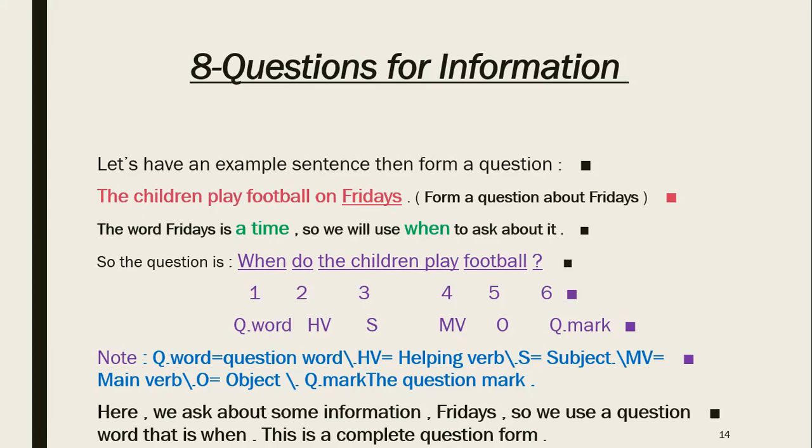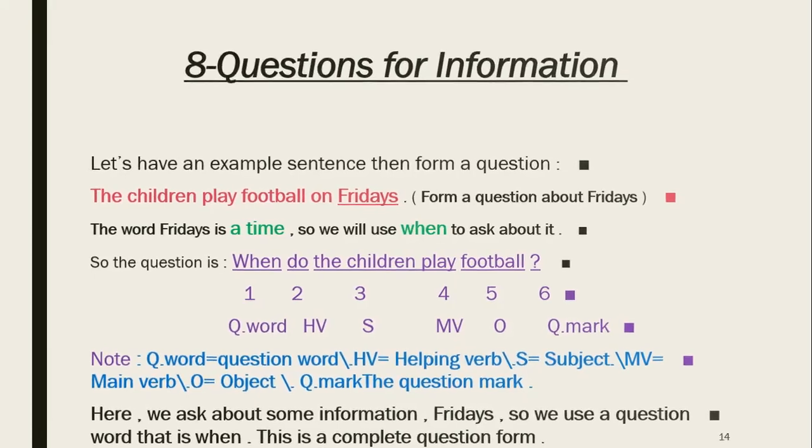I have written 1, 2, 3, 4 to number the words, and then I give a short form like Q word or HV or S or MV, whatever, and then I give you under it the full form. I say, for example, Q word means the question word. HV means helping verb. S for the subject. MV for the main verb. O for the object. Q mark means a question mark. So I hope this is clear for you.